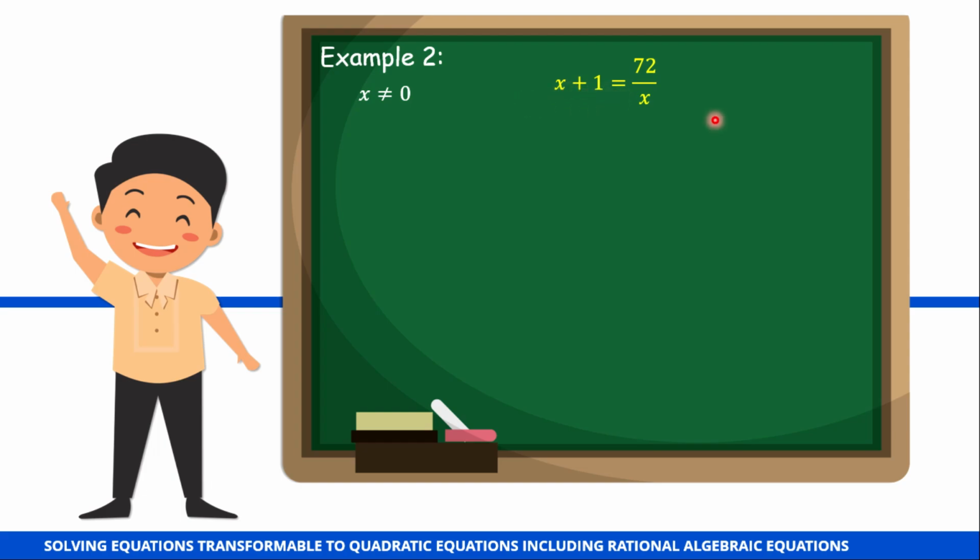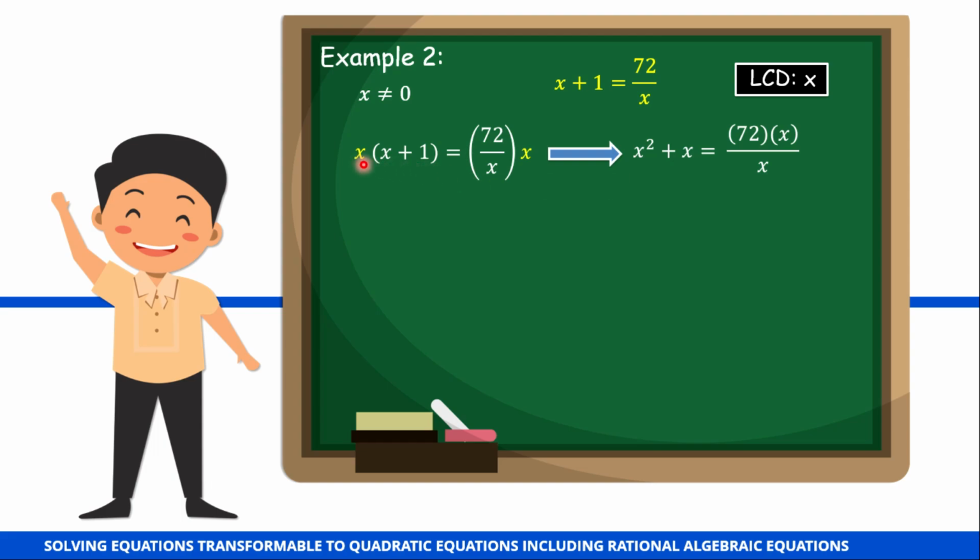Now, let's identify ano naman yung LCD sa ating equation. Ang LCD natin dito ay x. Ngayon na mayroon na tayong LCD, i-multiply na natin ito to both sides of our equation. So we have x times the quantity x plus 1 is equal to the quotient of 72 and x times x. Let's multiply.